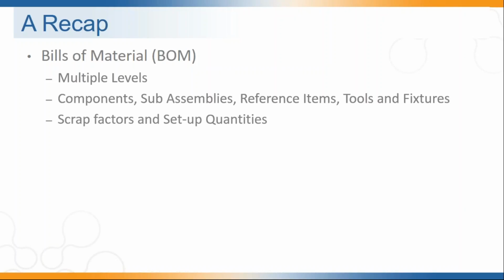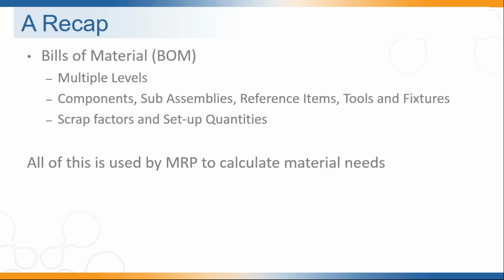Then we also discussed scrap factors and setup quantities. We learned that you can't just look at the number of a component that needs to be used in a parent item, but you've got to look at what may be lost in the manufacturing process through scrap or through setting up machines that are going to perform various functions in building that end item.